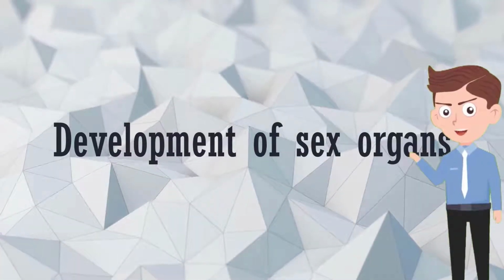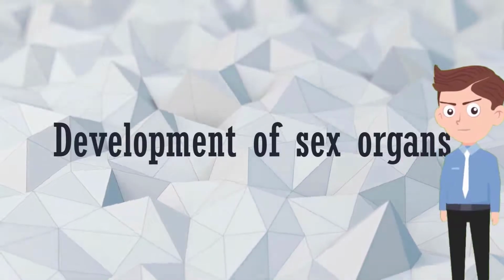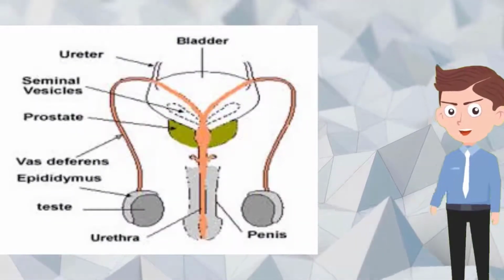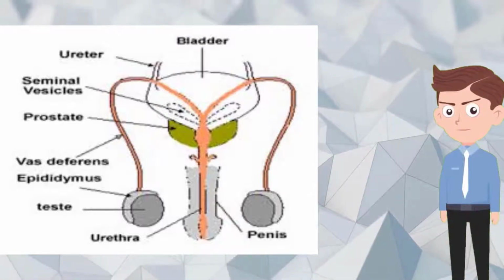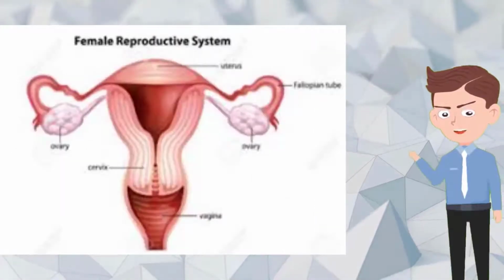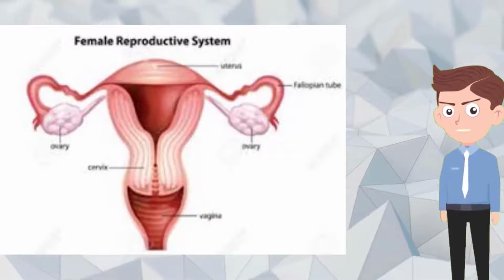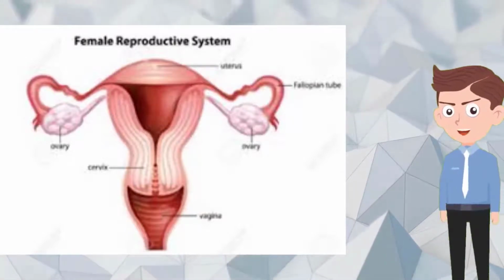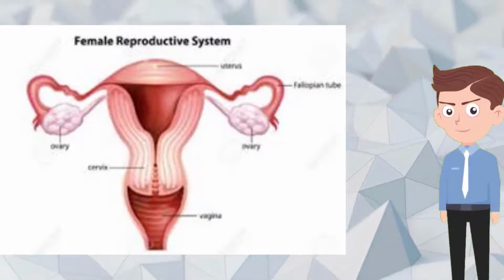Next one is development of sex organs. In boys, the testes and penis develop completely. The testes also begin to produce sperms. In girls, the ovaries enlarge and eggs begin to mature. Also, the ovaries start releasing matured eggs.